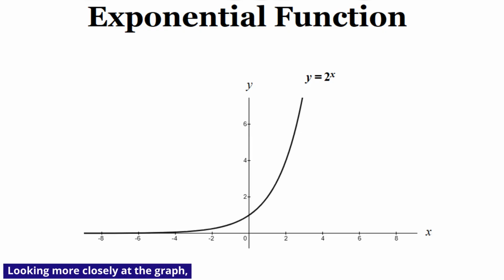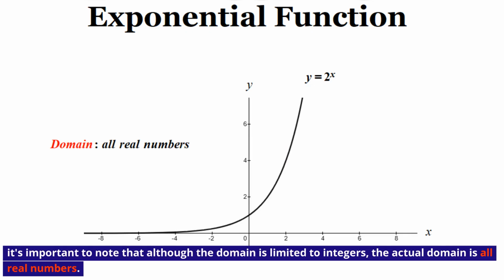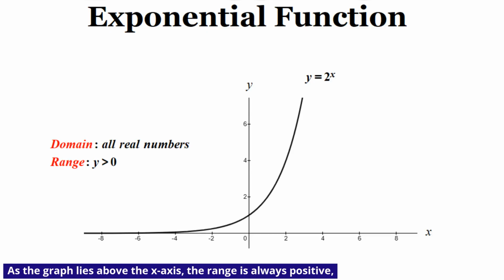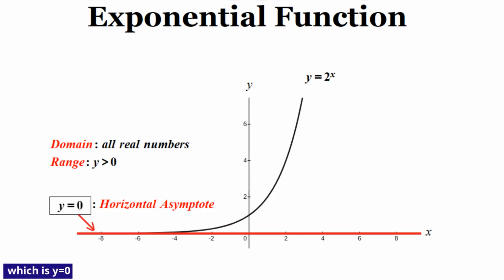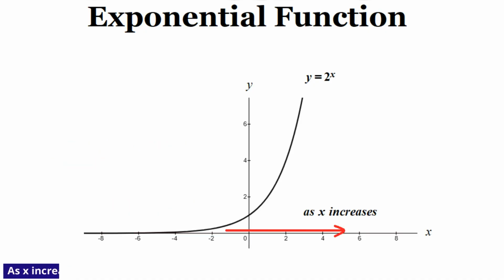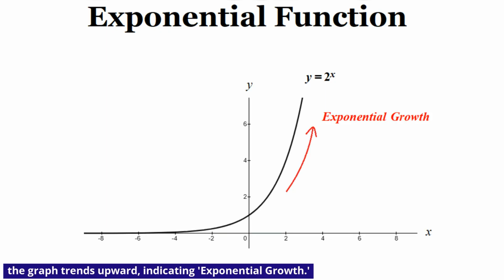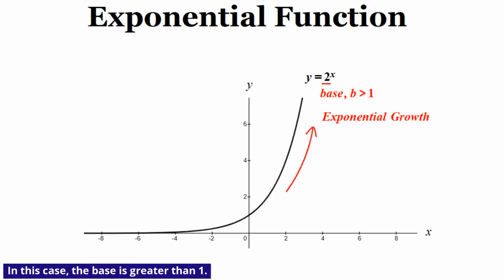Looking more closely at the graph, it's important to note that although the domain is limited to integers, the actual domain is all real numbers. As the graph lies above the x-axis, the range is always positive. And the x-axis acts as the horizontal asymptote, which is y equals 0. As x increases, the graph trends upward, indicating exponential growth. In this case, the base is greater than 1.